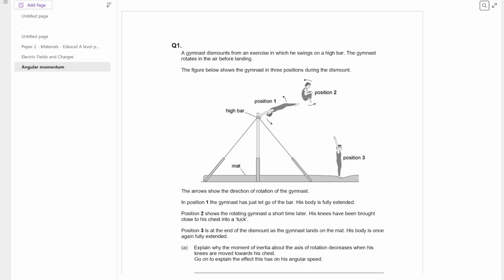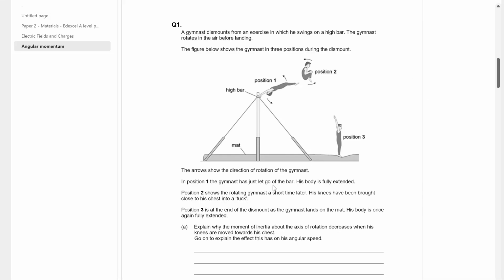Well, hello, welcome everyone. So today the video is on angular momentum and angular impulse questions, but this is only for the students who are doing AQA engineering options. So let's just get started.